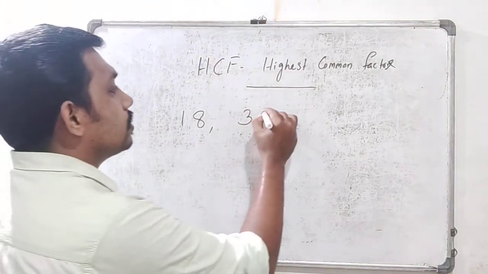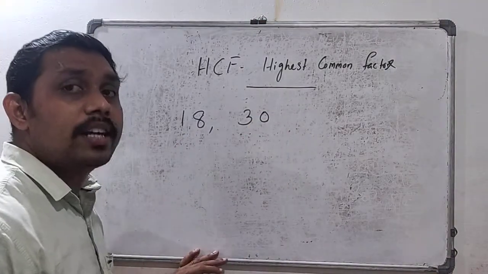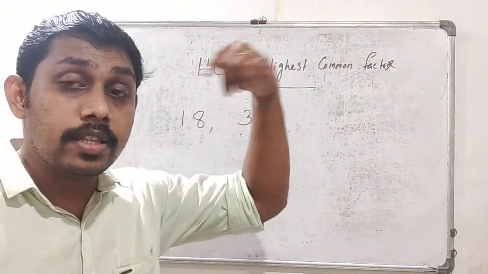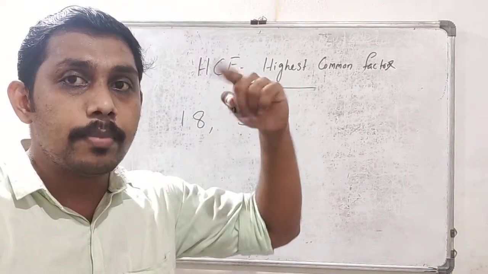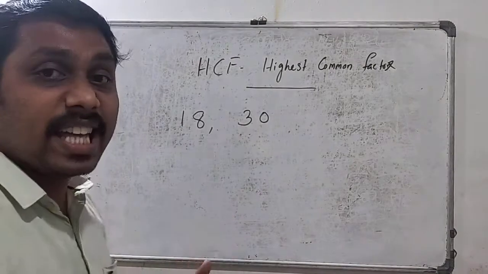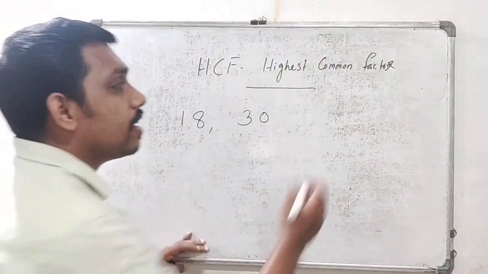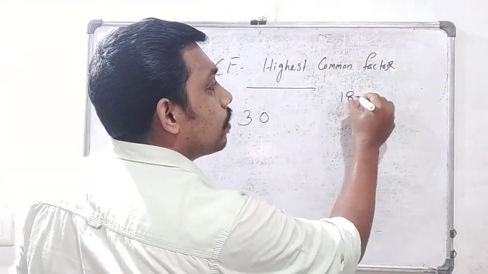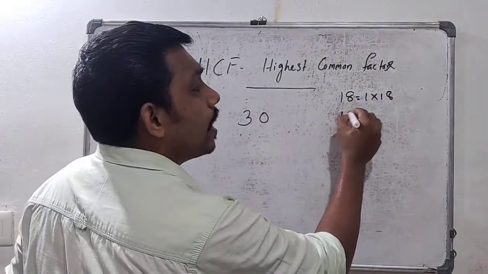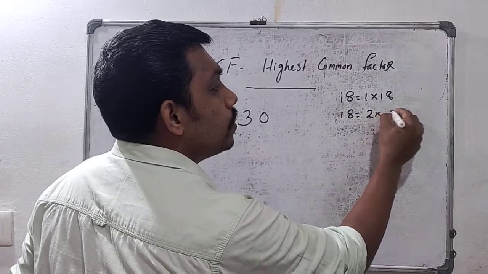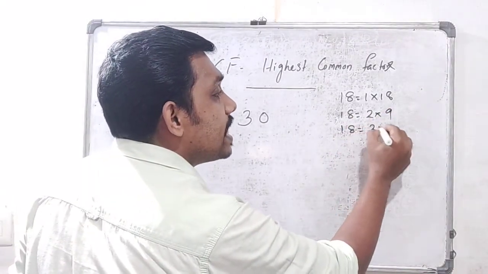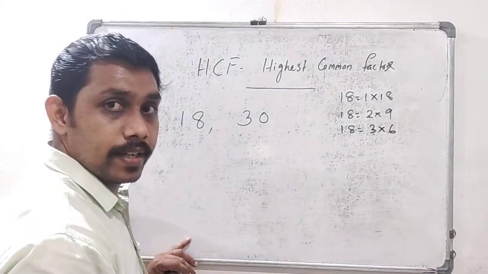What are the factors of 18? In the beginning of this chapter, we discussed a method for finding the factors, isn't it? So we can write 18 like what? 18 is equal to 1 into 18, and also 18 is equal to 2 into 9, and again 18 is equal to 3 into 6, isn't it?